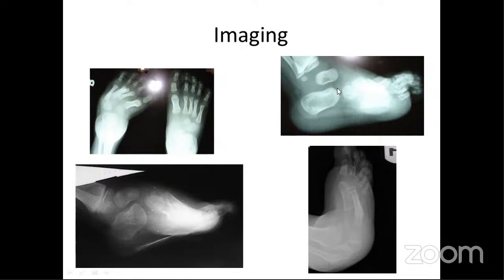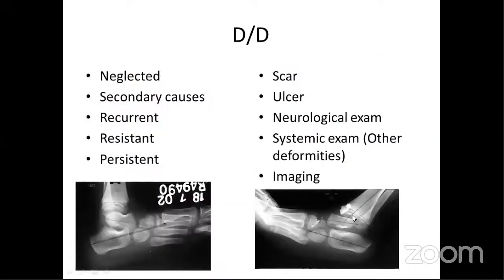As I told you, there will be parallelism between the talus and calcaneum. So sometimes you are able to get a good view in a neglected foot, but sometimes the foot is uncorrectable, and you might be just doing an X-ray just for the sake of recording. Differential diagnosis is important in neglected clubfoot. Secondary causes have to be ruled out. How do you rule them out?